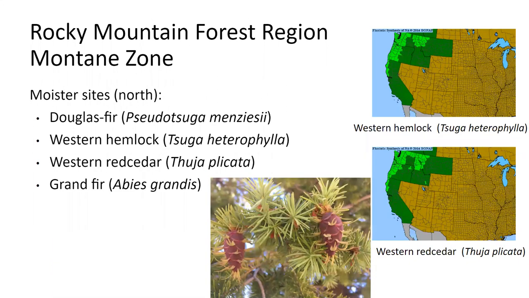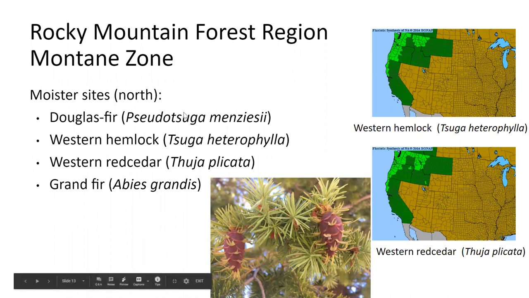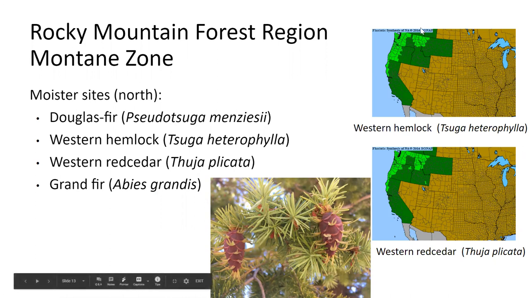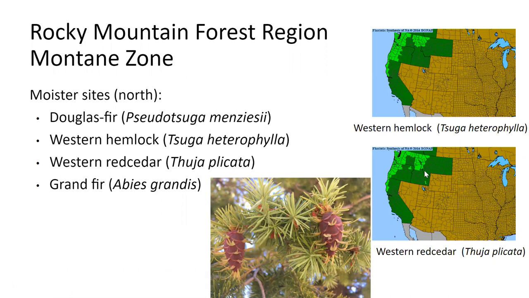To the north, we have more moist versions of this montane zone forest. In addition to Douglas fir, which is a main component species, we have western hemlock, Tsuga heterophylla, which you learned in lab. You can see that it is constrained to, in the Rockies, just Idaho and Montana. And then we have western red cedar, Thuja plicata, not a species we learn in lab, although we do learn Thuja, so when you see its picture, you'll recognize it as being something familiar. And then finally grand fir, Abies grandis.